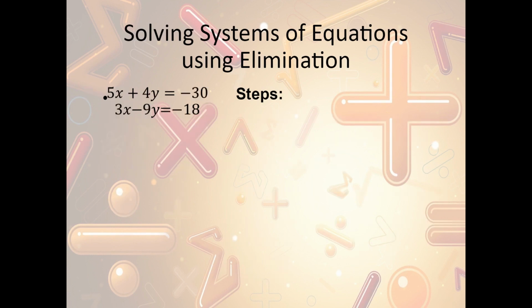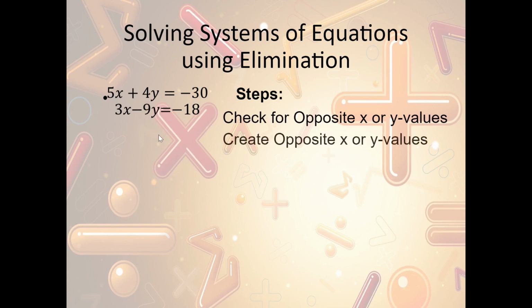Now let's take a look at another example. This time though, we're going to notice something's a little different than the last one. So it says 5x plus 4y is equal to negative 30. And 3x minus 9y is equal to negative 18. So we begin, like always, by checking for opposite x values or y values. So 5 and 3 are not opposites, and 4 and 9 are not opposites.